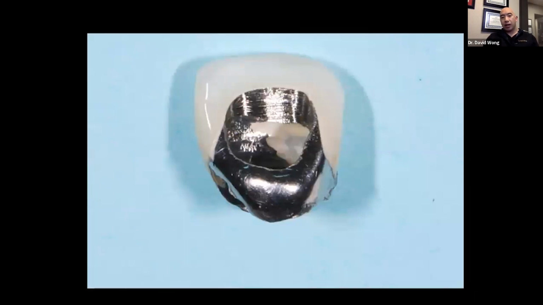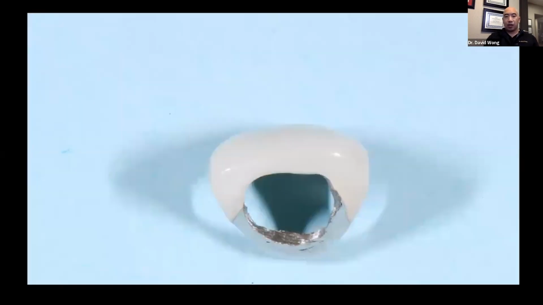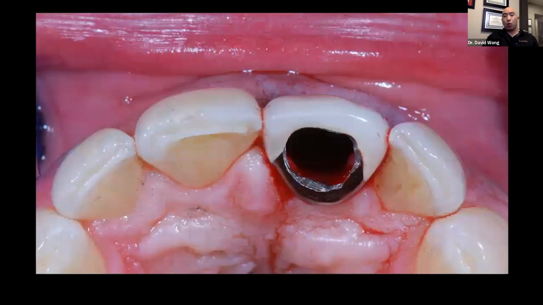The tooth had a crown on it, so we don't need to use the lab to make us a new crown. We'll just use this one. We'll just modify his existing crown. We'll cut a hole in the cingulum of the tooth. And why do we cut a hole in the cingulum? Well, that actually leads us into where the proper position of an implant should be.